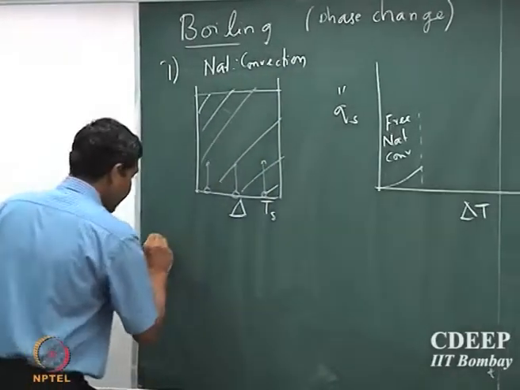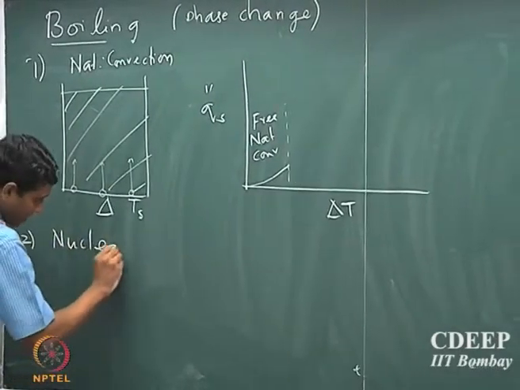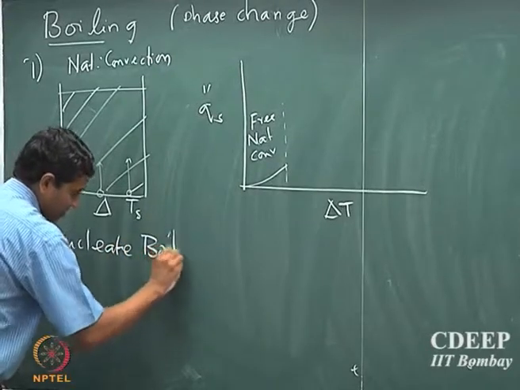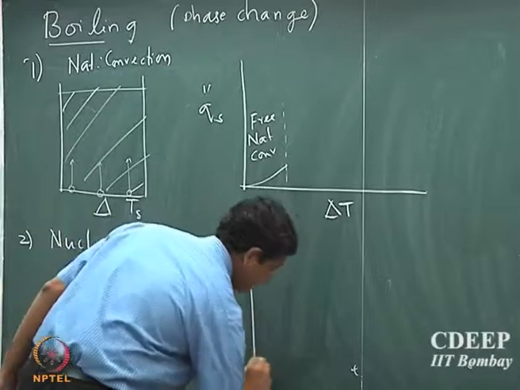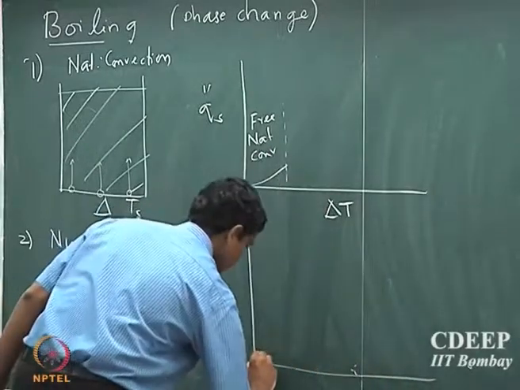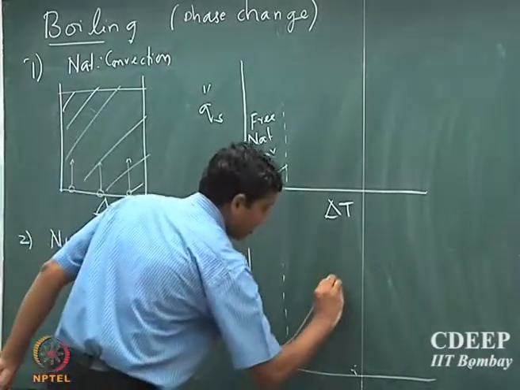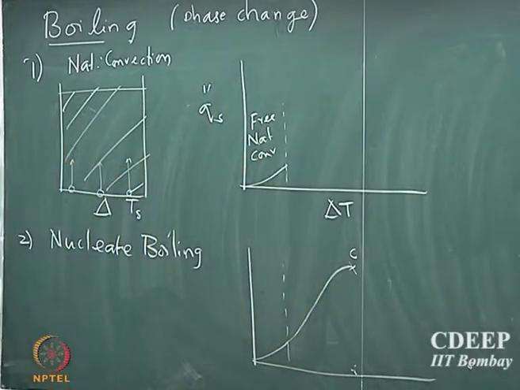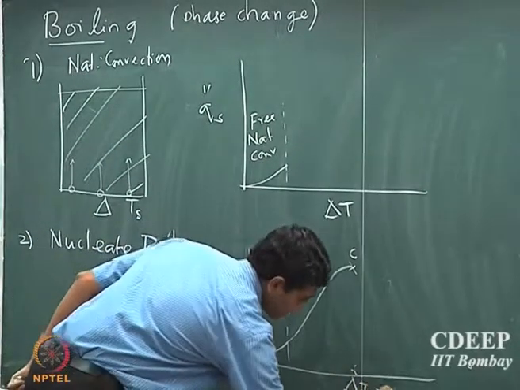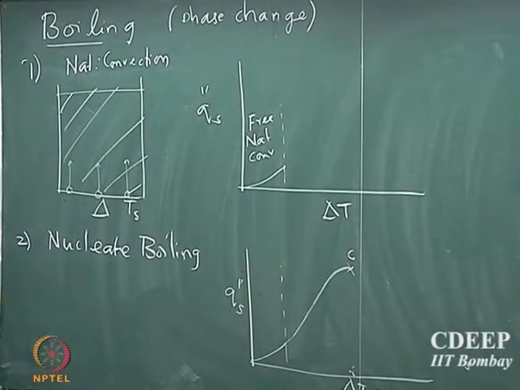Okay. So this is what is called the natural convection mode of boiling. And then the second one is called the nucleate boiling. Nucleate boiling actually has two regions. Free convection is till this point, so all the way up to the maximum. If I call this some maxima C, and this is again delta T versus the flux of heat that is supplied for boiling.